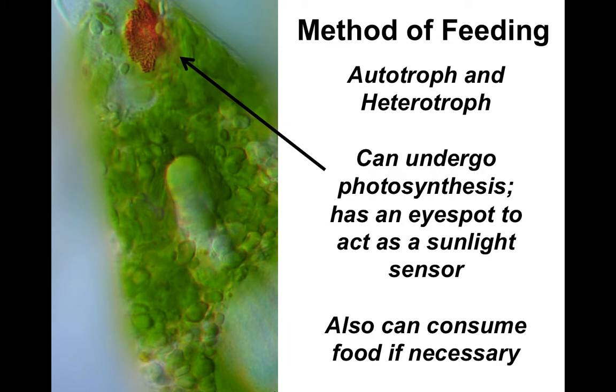Under method of feeding, why don't you guys put down autotroph, because you know that they are phytoplankton, which means that they're plant-like. But I also want you guys to put down heterotrophs. These guys get the best of both worlds, which makes me very jealous of them. All right, so let's talk about the autotroph part first.